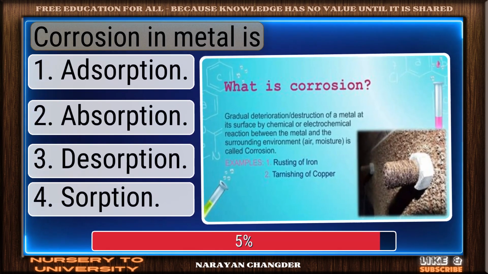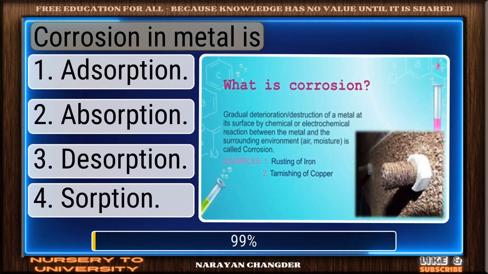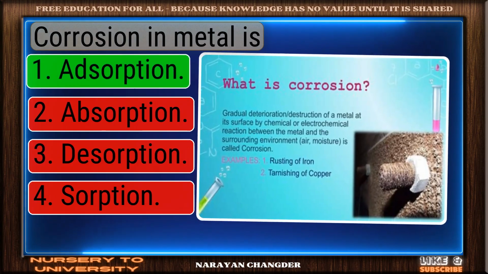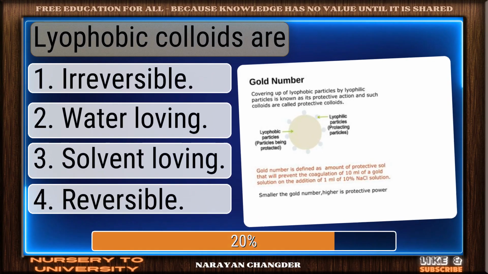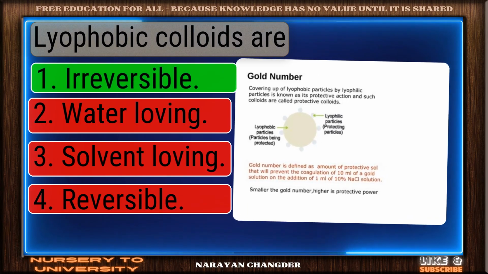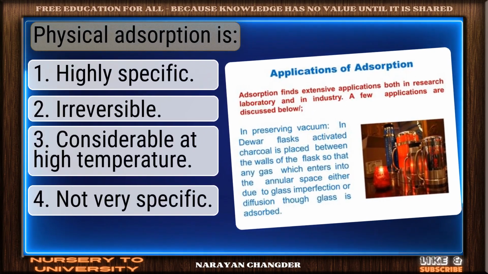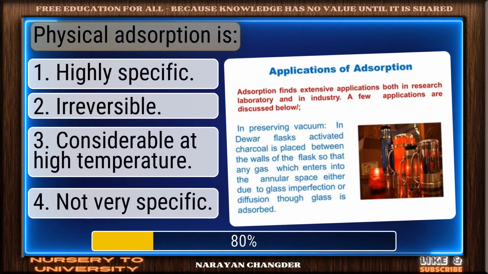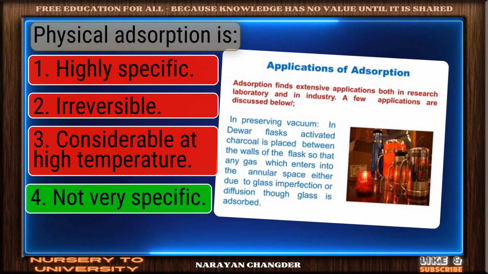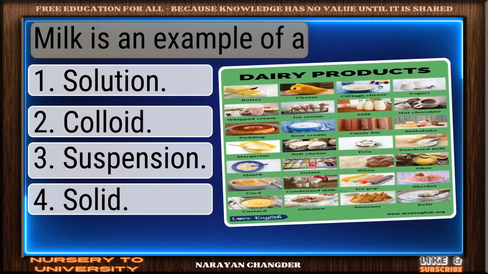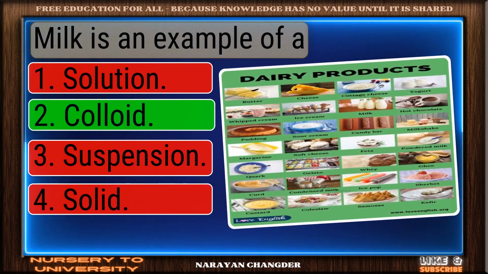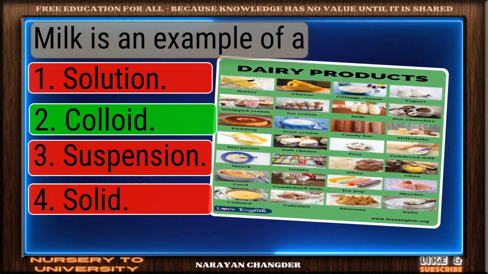Corrosion in metal is smart move. Adsorption is an accurate answer. Lyophobic colloids are good thinking. Irreversible is the right answer. Physical adsorption is correct response. Not very specific is the most accurate answer. Milk is an example of a well-reasoned. Colloid is the correct choice.